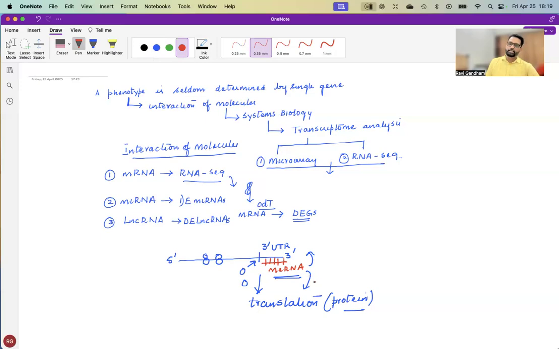And now what's happening here is just by the binding of the miRNA to the 3' UTR, your protein is not being translated. And your protein expression is ultimately affected and not your mRNA expression. So this you need to understand. This is one kind of interaction that you'll have to remember throughout.